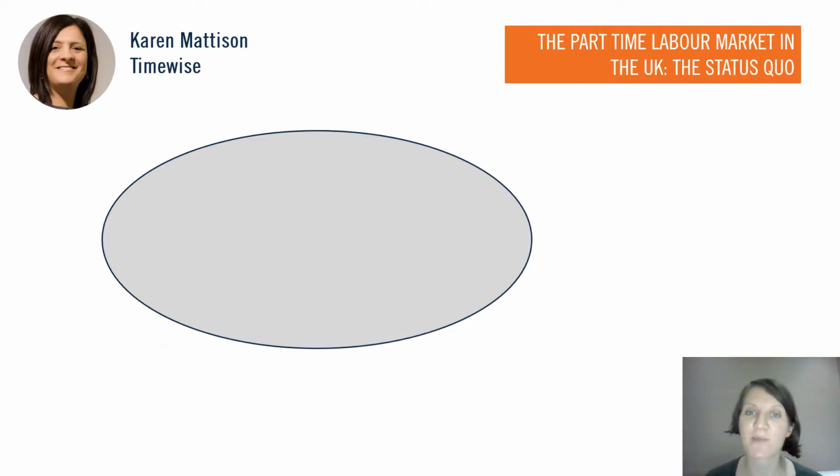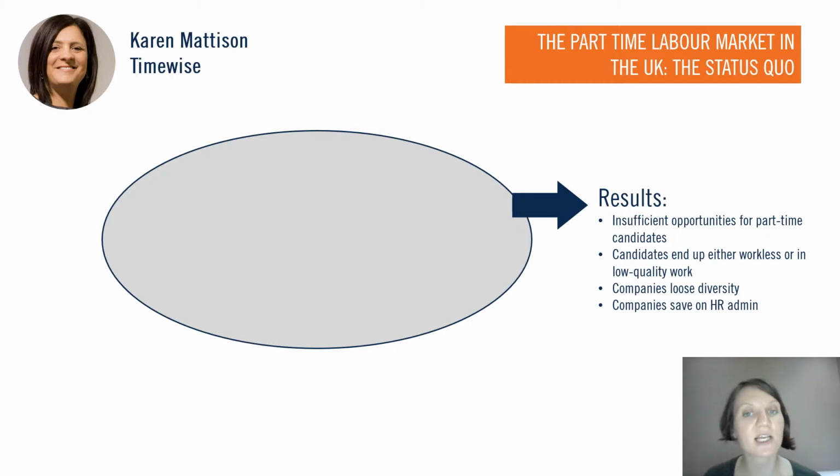Coming back to our example, we can say that the part-time labor market system in the UK produces the following results. About 20% of the overall employed people in the UK are employed part-time. Majority of part-time employees are employed in low-skilled, low-paid vacancies. Candidates often end up either underemployed or overqualified and underpaid. Companies lose diversity, but save on HR administration.